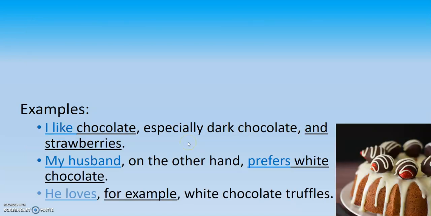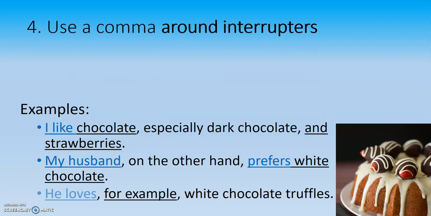So here's a more complicated use of commas. We've been talking about this a little bit. Take a look at these examples. I like chocolate, especially dark chocolate and strawberries. My husband, on the other hand, prefers white chocolate. He loves, for example, white chocolate truffles. Okay, so what's happening in these sentences? What's happening here is that you're inserting some extra information. Some people call them interrupters, or a fancy grammar term is appositives.